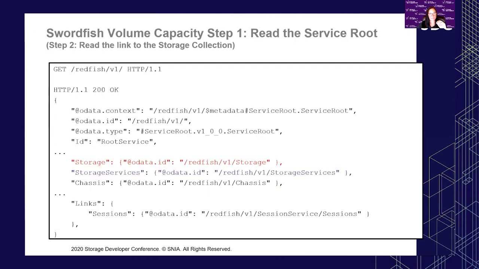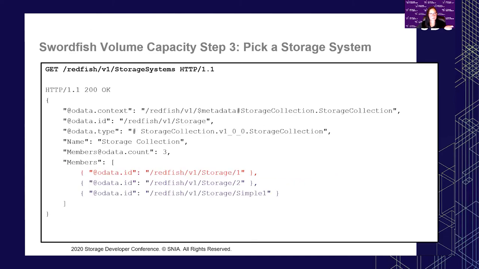All right. So we did a GET on /redfish/v1. Here's the data that was returned. These little dots here are just where we snipped things out because these get too long. The red piece is where I highlighted, in this returned data, which is step two, the link to the storage collection. This is the URI. I found the storage collection, and I know that's where the volumes are going to be that I want to go look for. So that's the URI that I want to put in and navigate to next. Here we go. We go pick a storage system. We went to that storage collection, and here are the three members of that storage collection.